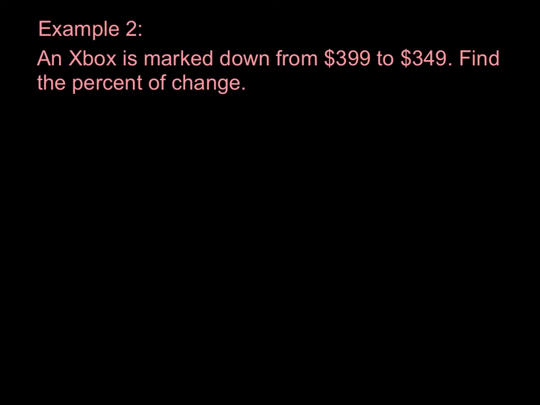Second example. You have an Xbox that's marked down from $3.99 to $3.49. Find the percent of change. So we're going to use the same formula. We are going to subtract bigger minus smaller. So bigger is $3.99. Subtract $3.49. And we're going to put it over the original amount. So the original amount, the amount it was first, was $3.99.